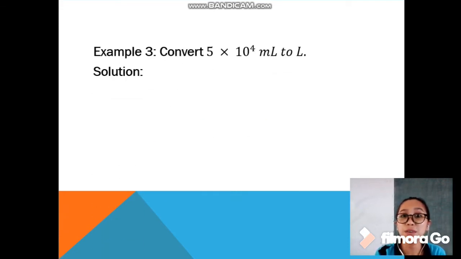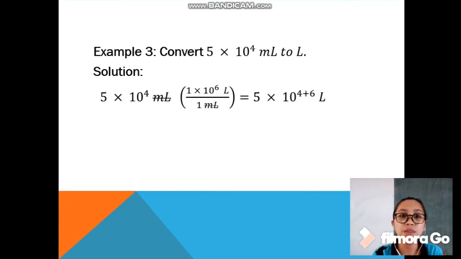Next, we have convert 5 times 10 raised to 4. This is a typo error. This should be a big letter M. This is megaliters to liters. Okay? So 5 times 10 raised to 4, that is big letter M, megaliters. Because its equivalent is 1 times 10 raised to 6, positive 6 liters. So that should be 1 over 1 megaliter. So cancel out megaliter, then do the operation.